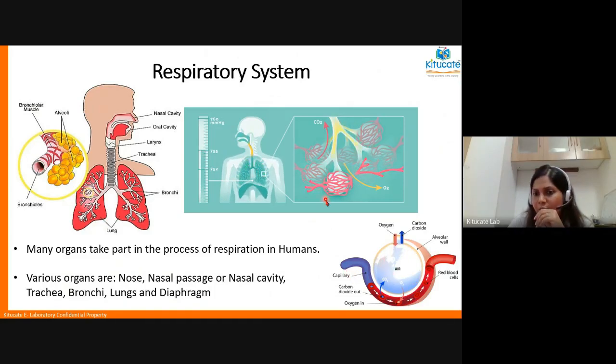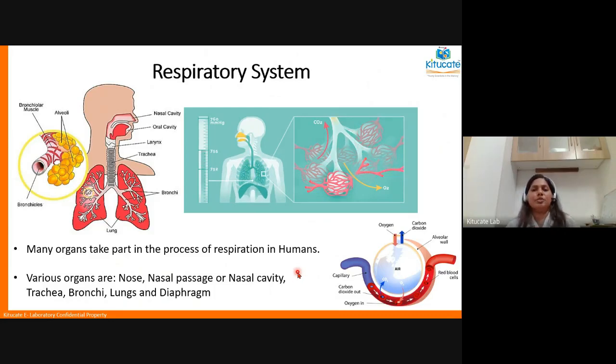And each of these capillaries bring in carbon dioxide rich blood from all parts of the body, and over the alveoli what happens is the carbon dioxide is absorbed by the alveoli, and the oxygen which is there in the alveoli is mixed in the blood, and the blood is then taken to other parts of the body. So this is our respiratory system.